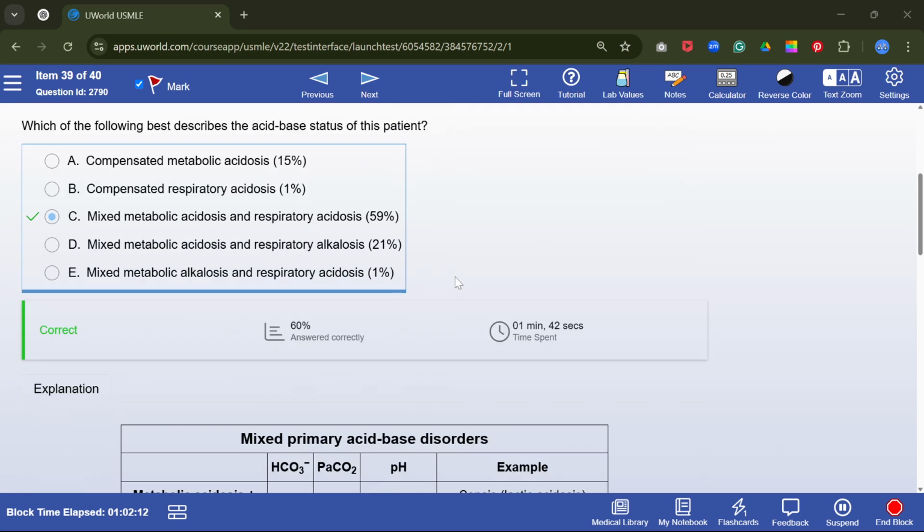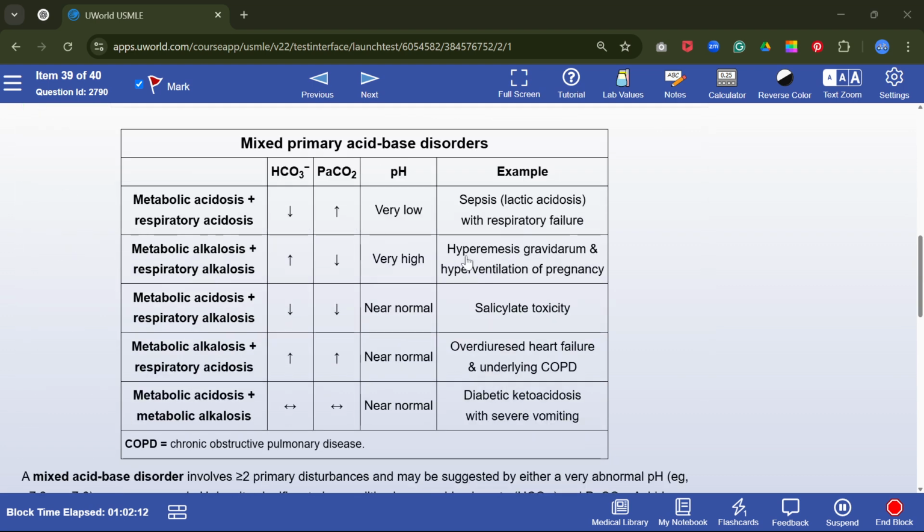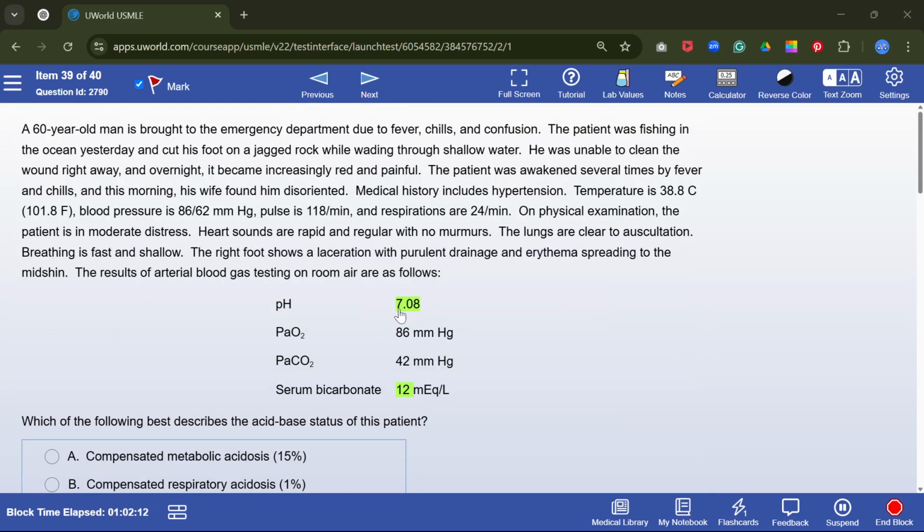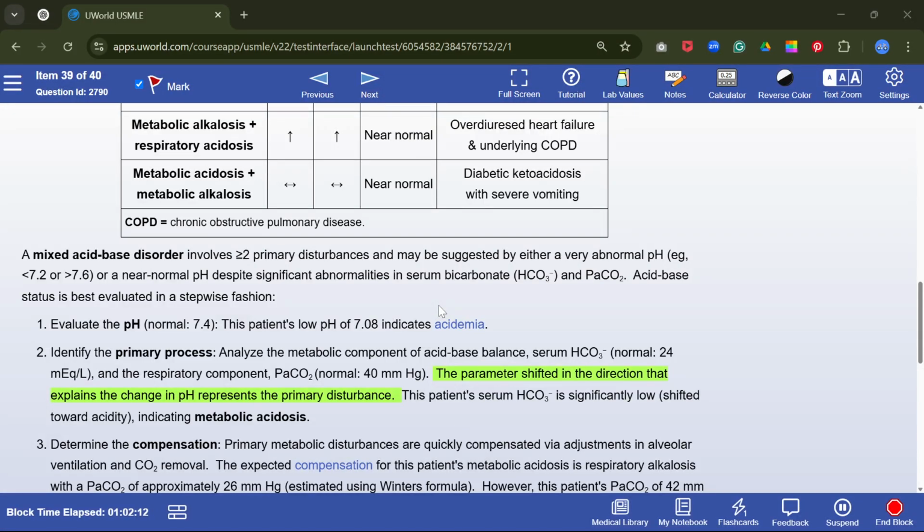Now I would like to discuss how to deal with the mixed primary acid base disorder. Dealing with mixed acid base disorder involves two or more primary disturbances, and may be suggested by either a very abnormal pH, like pH less than 7.2 or pH more than 7.6, or a near normal pH despite significant abnormalities in the serum bicarbonate and PaCO2.